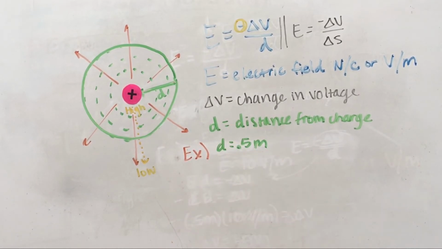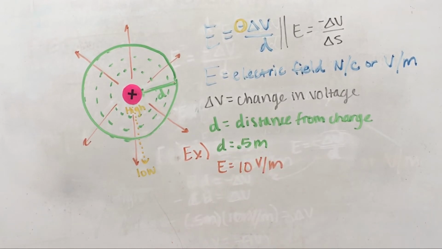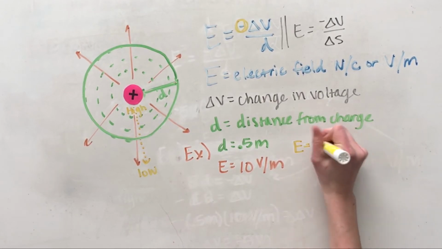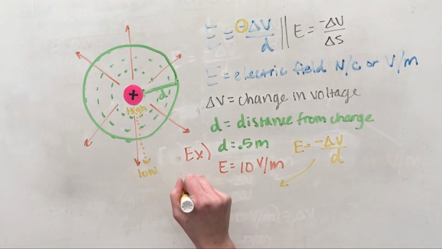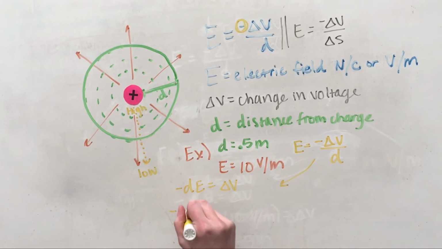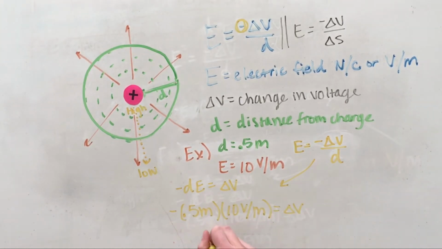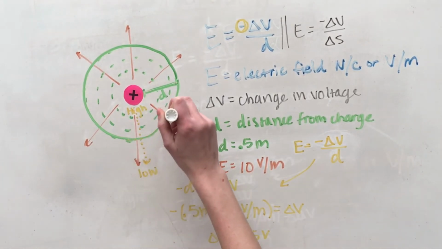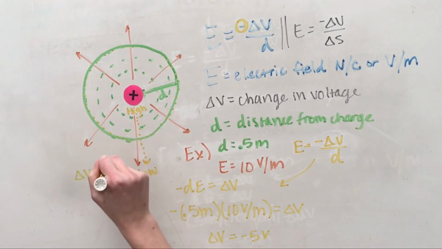Now let's find the electric potential difference in this system. Let's say that the distance away from the charge is 0.5 meters, and the electric field strength is 10 volts per meter. We will use our equation that relates electric field strength and electric potential together. We can now rearrange our equation and plug in our numbers to solve for the electric potential at the distance 0.5 meters away from our charge. We now see that the change in potential over our distance d is negative 5 volts.